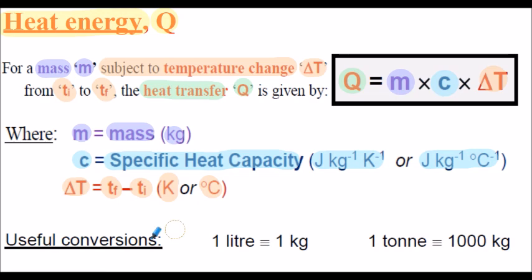For reference, I've added some conversions here. These may occur in some of the questions we review later. And that's 1 litre is equivalent to 1 kilogram, and 1 ton is equivalent to 1,000 kilograms.